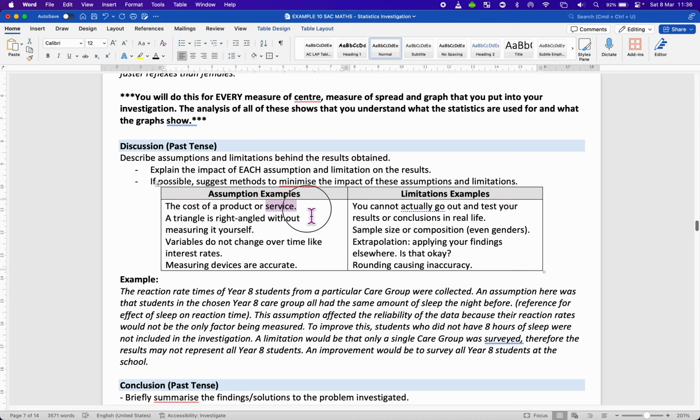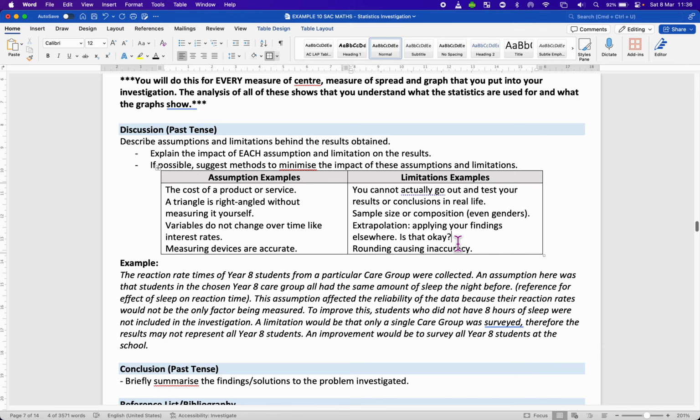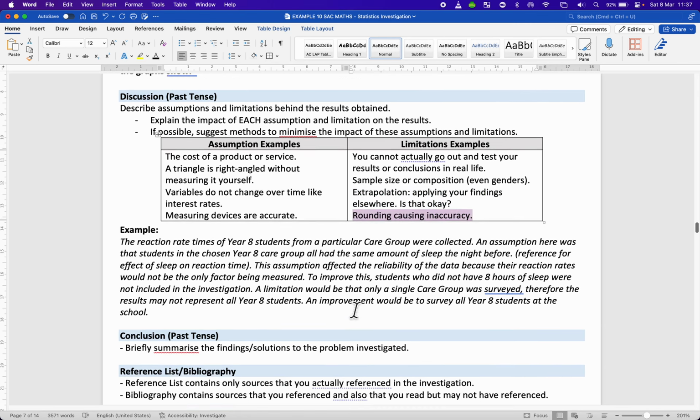You assume the cost and product of a service. You assume a triangle is right angled without going to measure it yourself. You assume variables don't change over time. You assume measuring devices are accurate. What are limitations? You can't actually go out and test your results or conclusions in real life. Having a small sample size. Do your findings apply elsewhere, or is it just limited to what you did? Rounding causing inaccuracy.